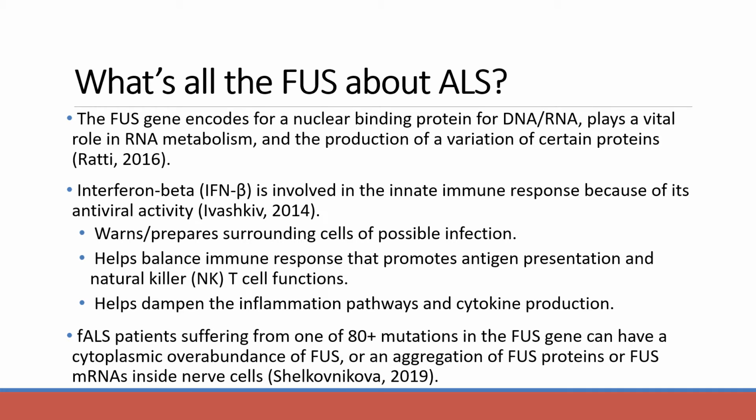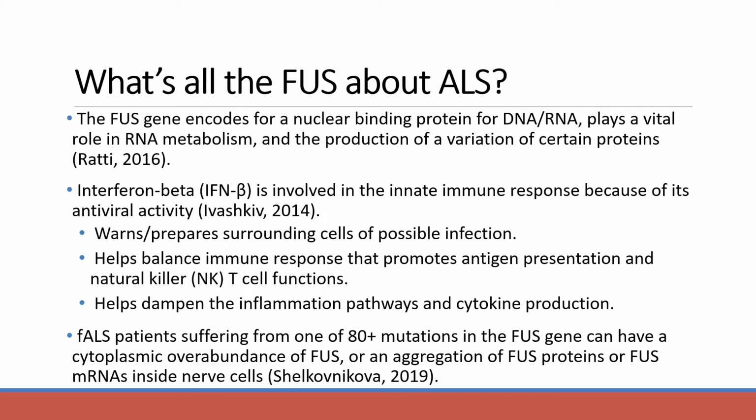The FUS gene normally encodes for nuclear binding proteins for DNA and RNA. It also plays a vital role in RNA metabolism, and the FUS gene even helps with production of a variation of certain proteins. So it helps code for a protein that has different variations that it can become. The FUS gene helps determine what proteins are created, so it is a pretty important gene.